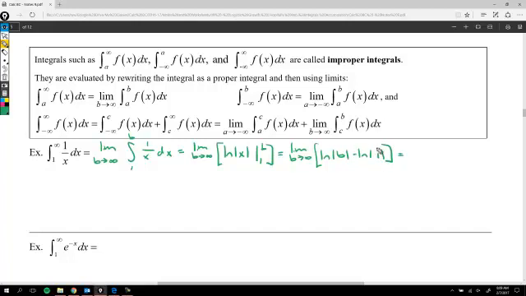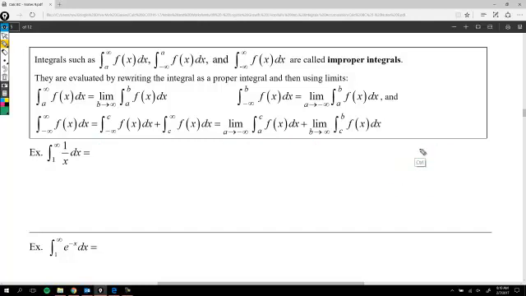Okay, now this is going to be 0, and when I plug in infinity for my limit, I end up getting the natural log of infinity, which is infinity. So I see that this is divergent, meaning that there's no area that's contained here. It's just going to get bigger and bigger and bigger until infinity. That's what that means, and that's what we actually found in our warm-up.